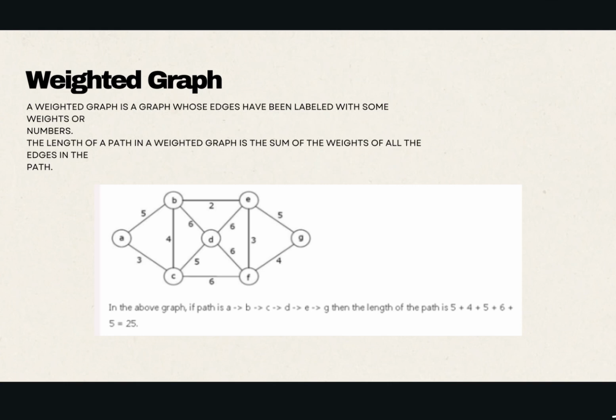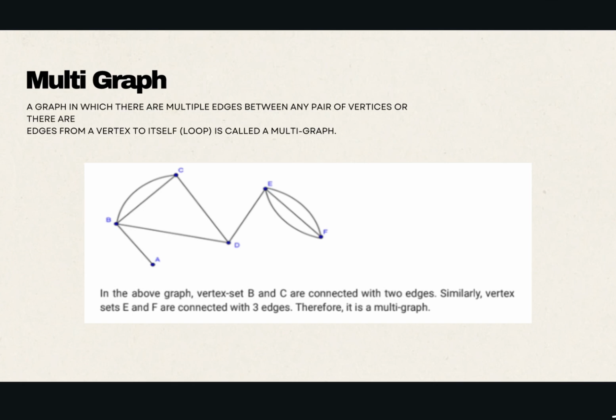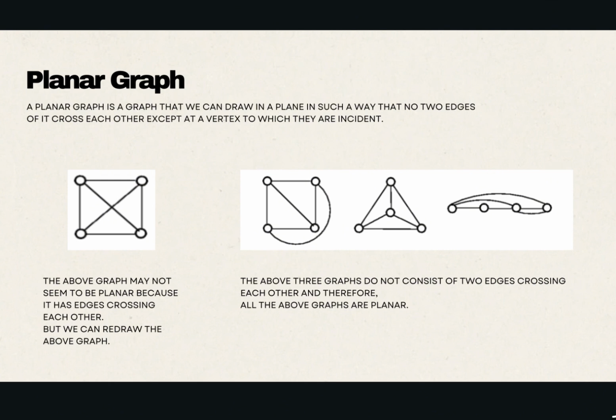Weighted graph. A weighted graph is a graph whose edges have been labeled with some numbers, called weights. The length of a path in a weighted graph is the sum of the weights of all the edges in the path. Multigraph. A graph in which there are multiple edges between any pair of vertices, or there are edges from a vertex to itself, called a loop, is called a multigraph. In the picture above, vertices B and C are connected with two edges. Similarly, vertices E and F are connected with three edges. Therefore, it is a multigraph.